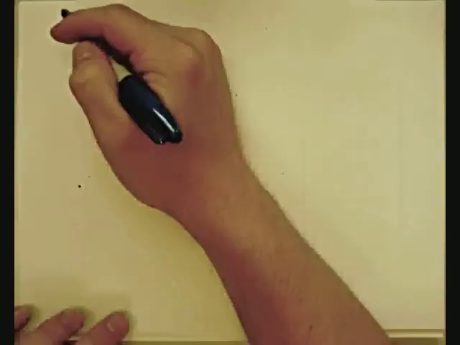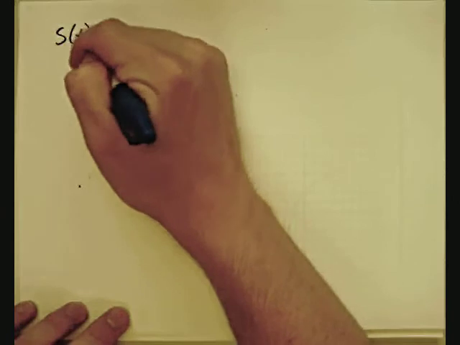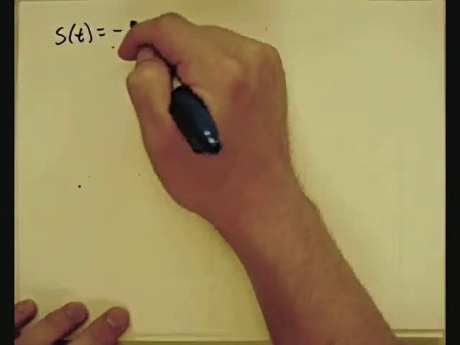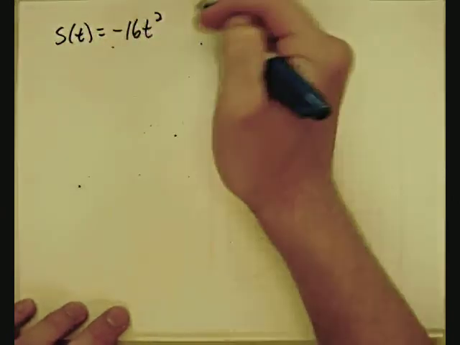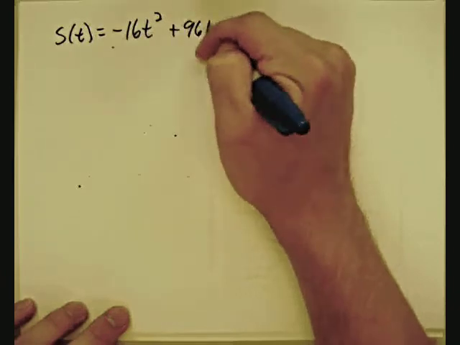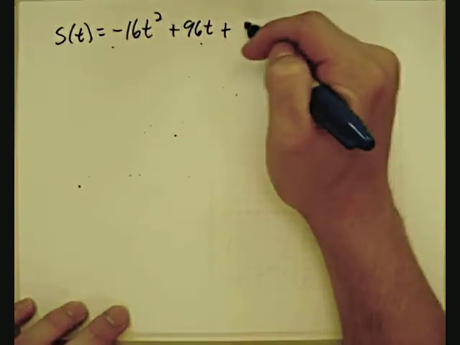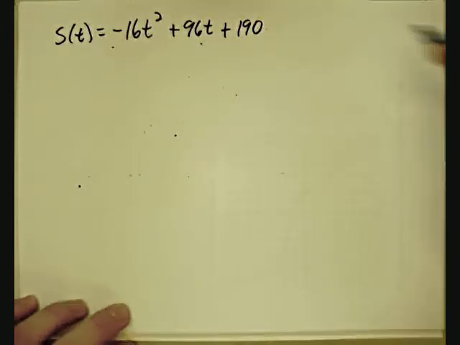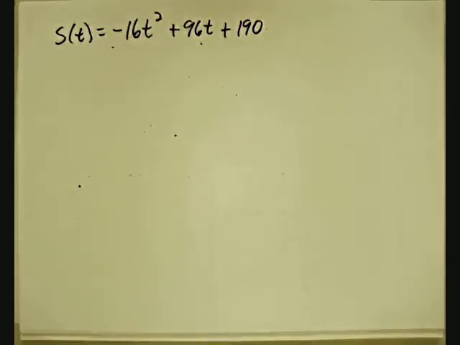Example 5, another application, says the position of an object in free fall thrown upwards from the top of a 190-foot tower with an initial speed of 96 feet per second is given by s of t equals negative 16t squared plus 96t plus 190. During what time period will the height of the ball exceed the height of the tower?